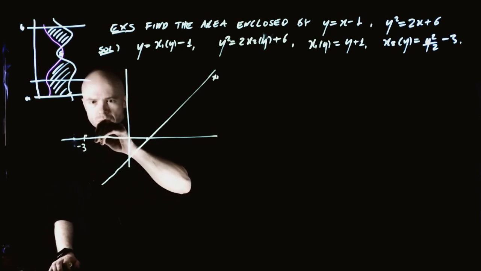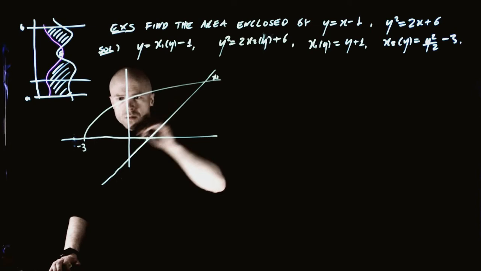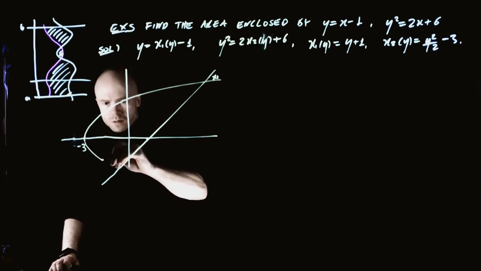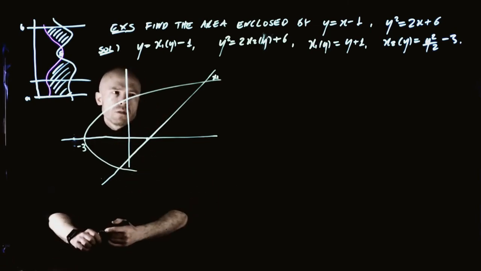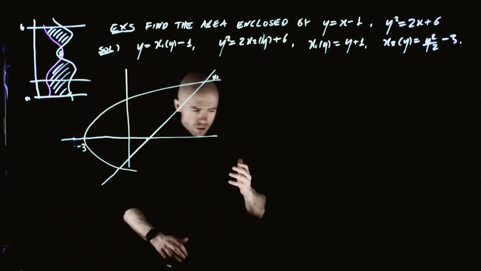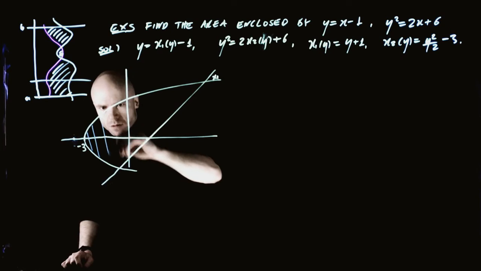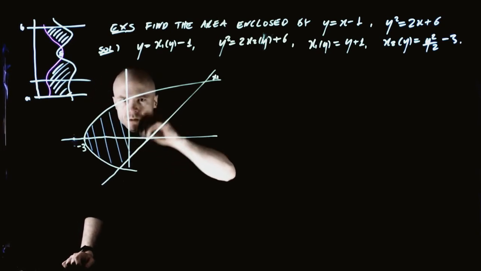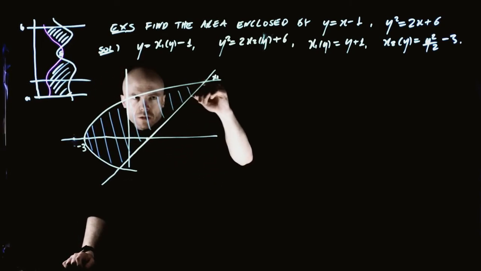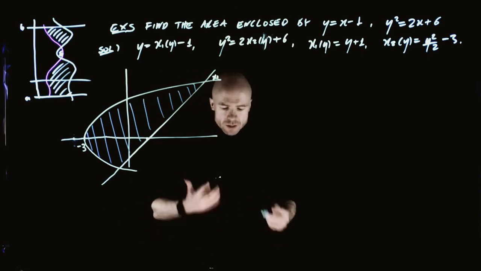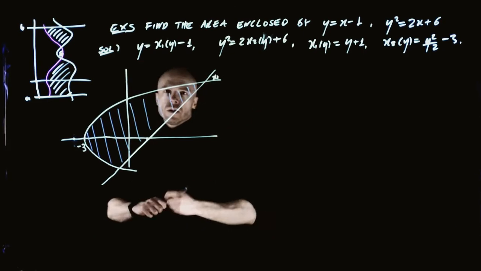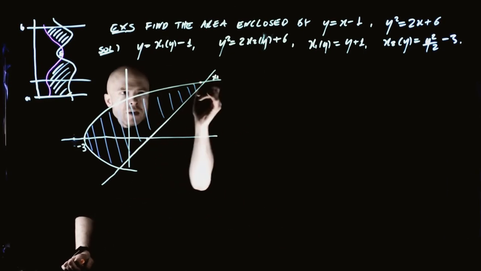And then what do we have? We have something like this. And like this, yeah? And then it's clear what area we are talking about. It's this area. Okay, cool. And then we're in the same territory as before. We need to find out the interval we're going to integrate over.